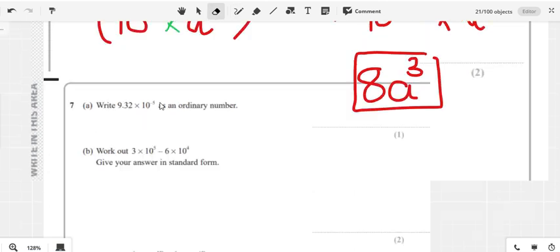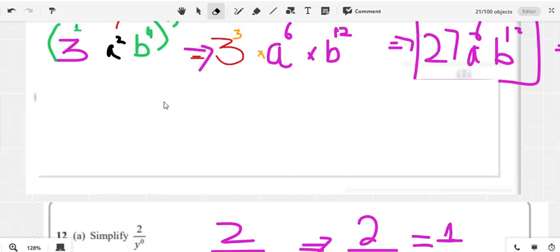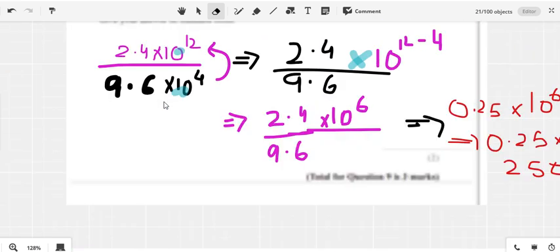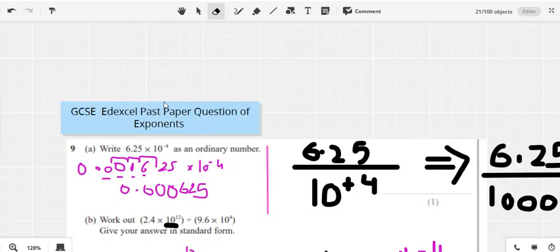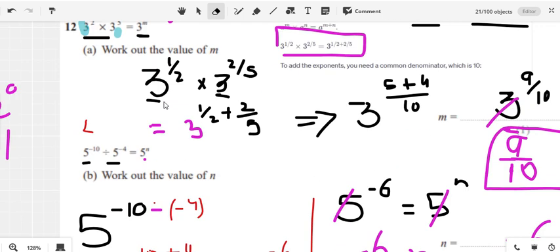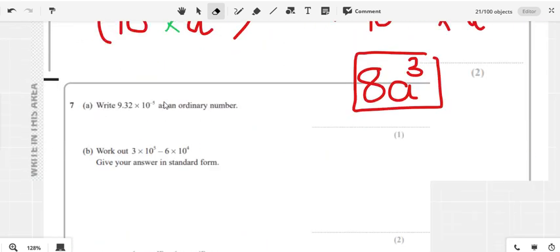Now we will move on to question number 7. In the first part I did all the previous questions of the GCSE Edexcel past paper question. The second part. So let's get started.